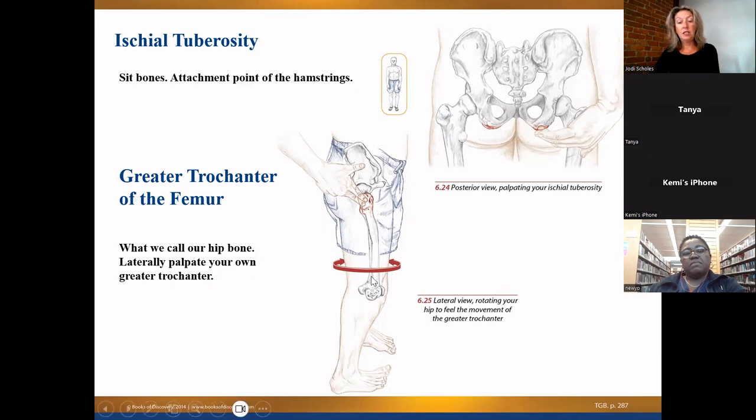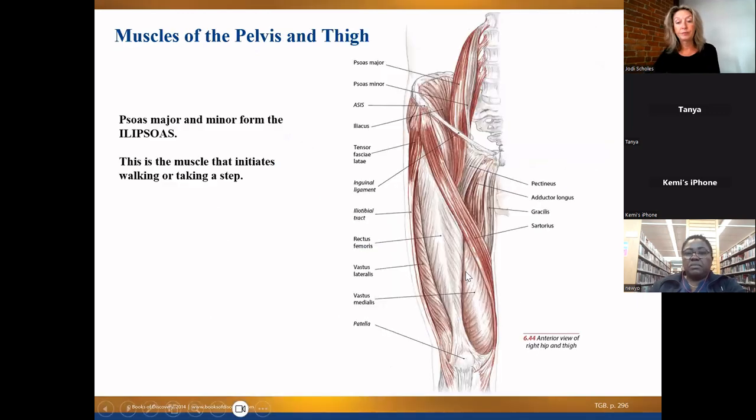And also just taking a look here, the femur actually moves medially and laterally in rotation, but you can palpate that at some point if you like.